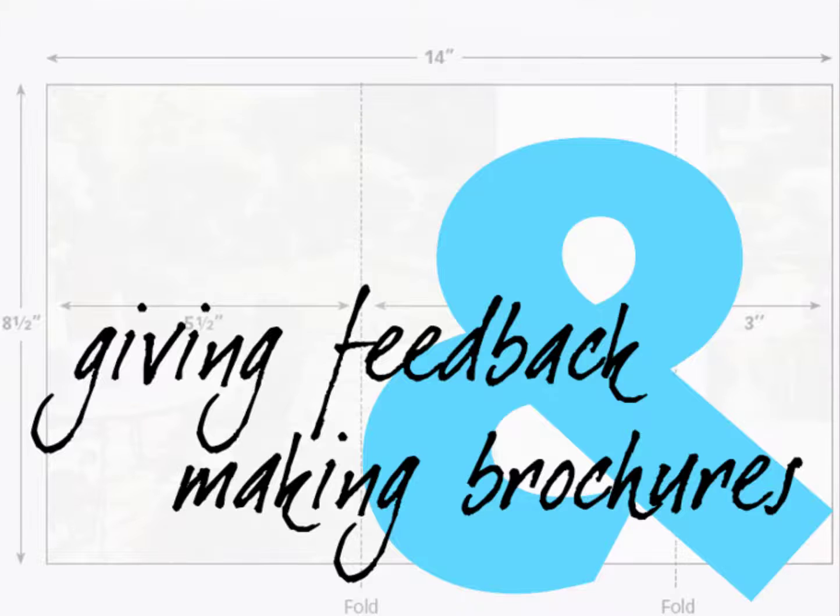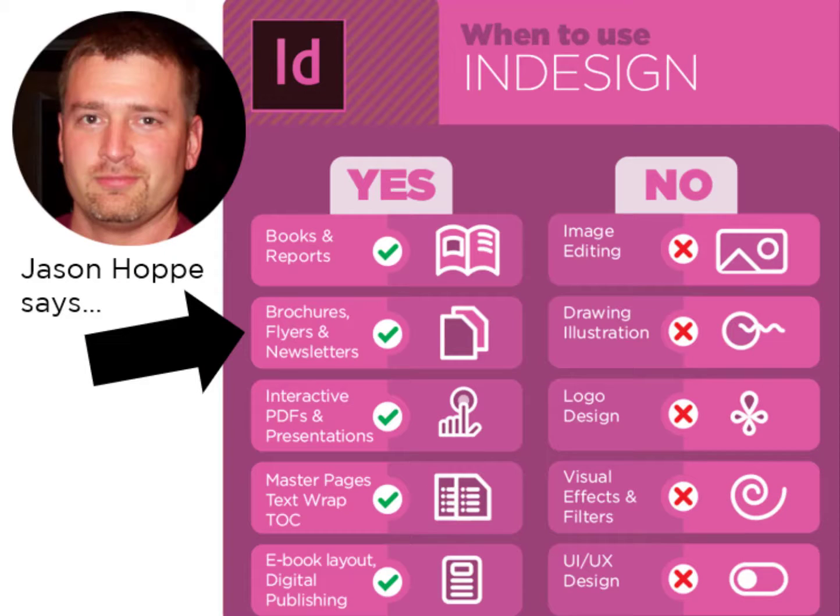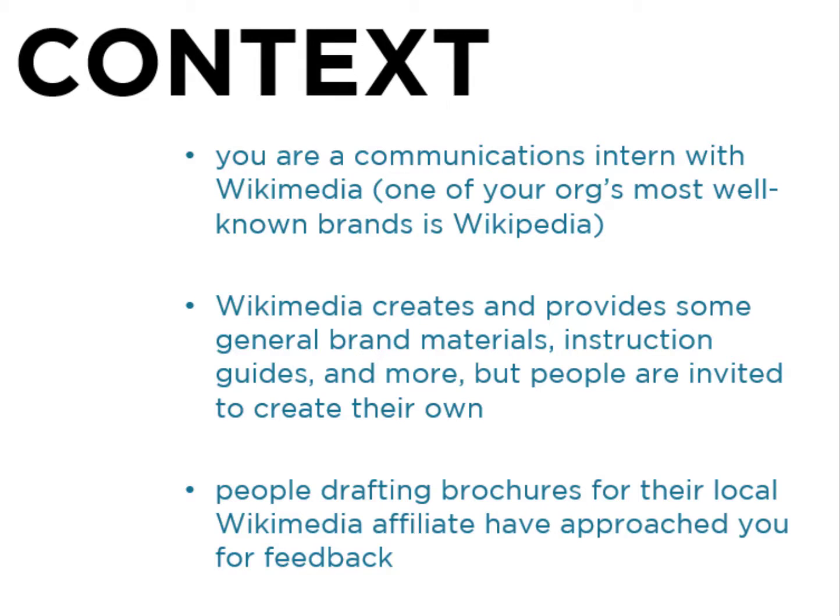Today we're going to talk about and work on giving feedback, and we're going to use brochures as our example. Brochures are a genre that are ideal for compiling in InDesign, the layout program we're using for our Module 6 work. If we look back to that infographic by Jason Happy I shared last week, InDesign is ideal for brochures, flyers, and newsletters. So here's the context of our work today.